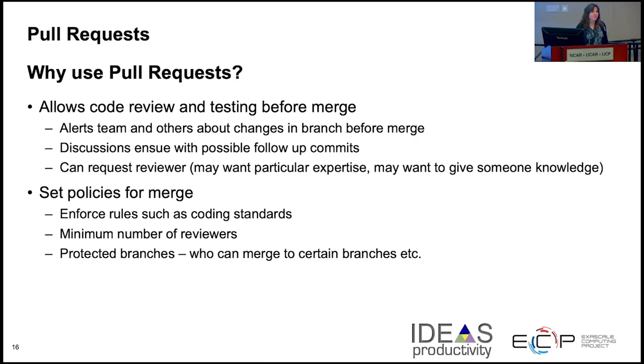At this time, you can request particular reviewers. You may want to request somebody that has the domain expertise, to make sure you did what they wanted, or you may want to give someone knowledge about that part of the code. If it's a very large project and they haven't worked on that part, that might be a good time for them to look over that and start understanding more of it, or someone who's new on the project. So there's different ways you can use this reviewer request. The other thing is you need to set policies for merge, such as coding standards and a minimum number of reviewers. You want to have at least one reviewer. You may want to have a science reviewer and a technical reviewer. And then in GitHub and GitLab, you can also set up automatic protections so that only certain people can merge into certain branches.